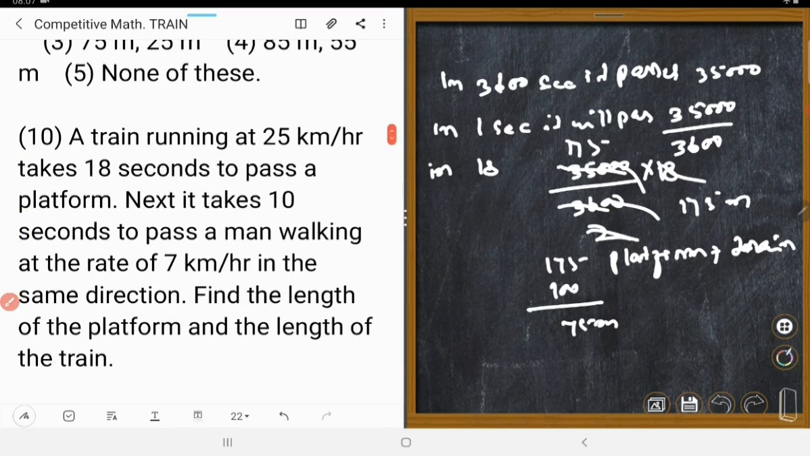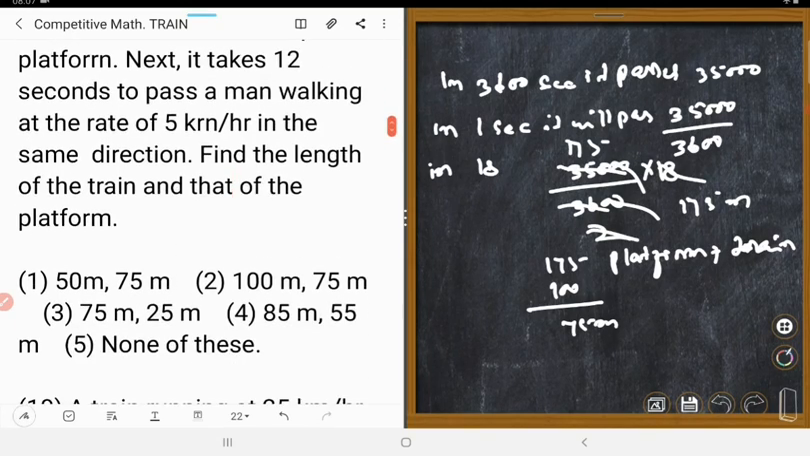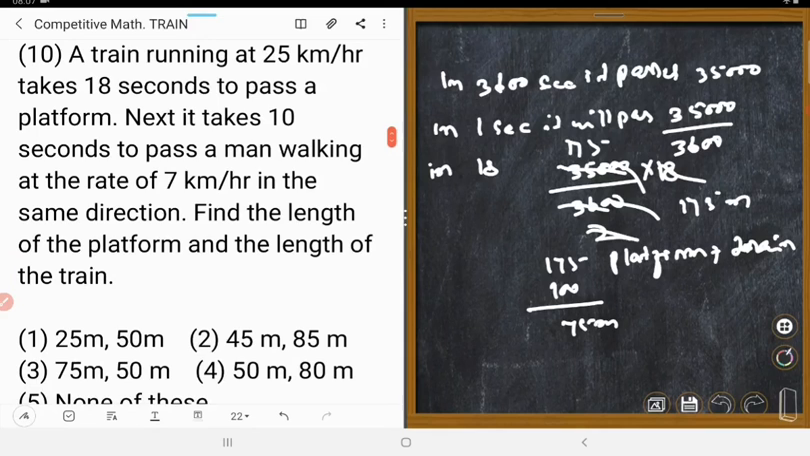Again, a train running at 25 km per hour takes 18 seconds to pass a platform. Next, it takes 10 seconds to pass a man walking at the rate of 7 km per hour in the same direction. Find the length of the platform and the length of the train. It is just the same, like question number 9. You can do it. In question number 9, the train and the man are in the same direction. Here also the same direction. I think we should not discuss it. You will do it yourself.